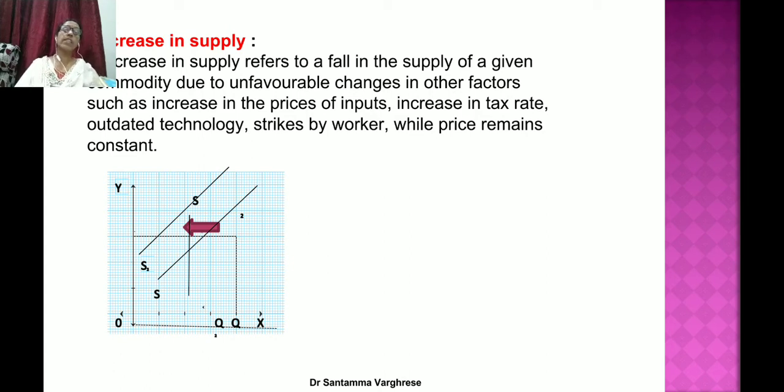What happens in the increase in supply? The supply curve shifts forward, backward, or remains the same. You can say the supply curve shifts forward; that shows an increase in supply. Now a decrease in supply means the supply curve shifts backward. So all these things you have to keep in your mind while studying this topic.